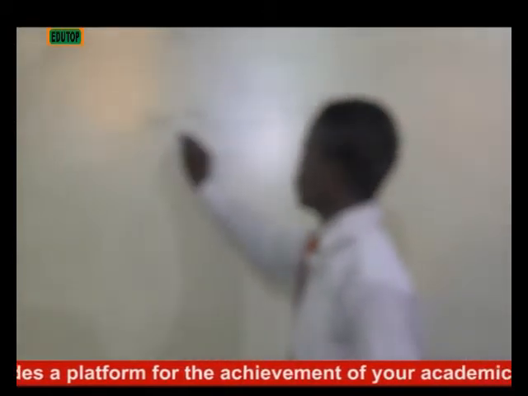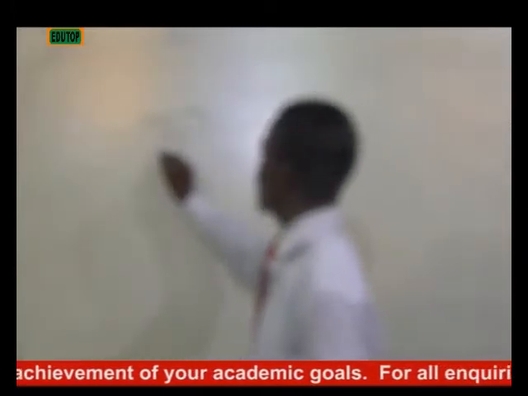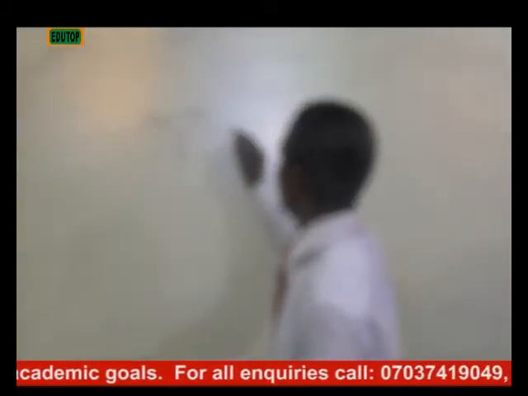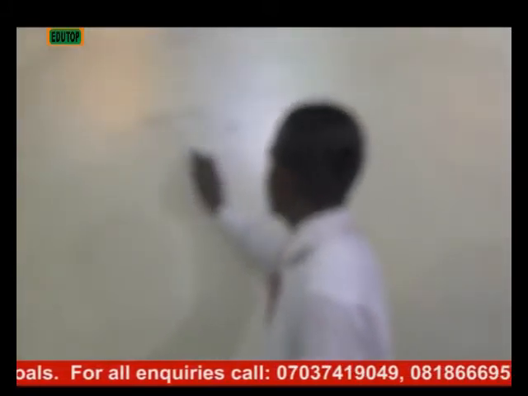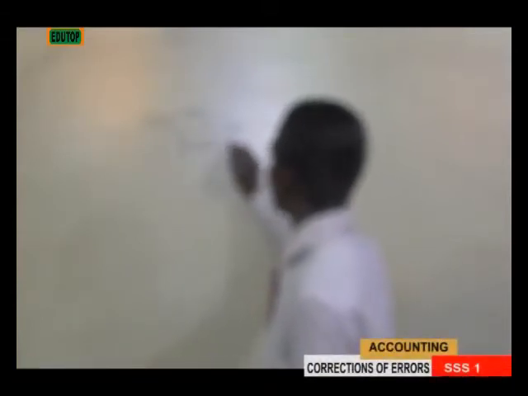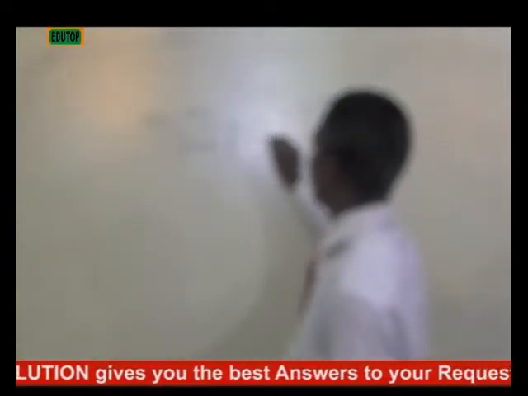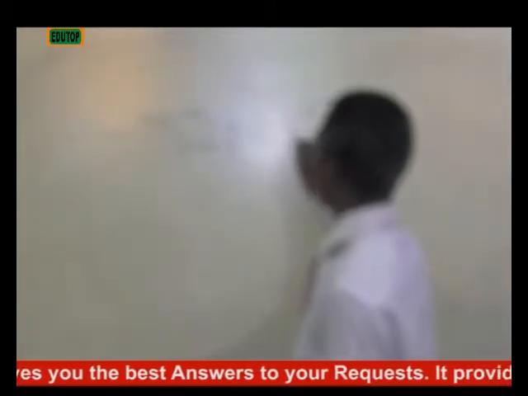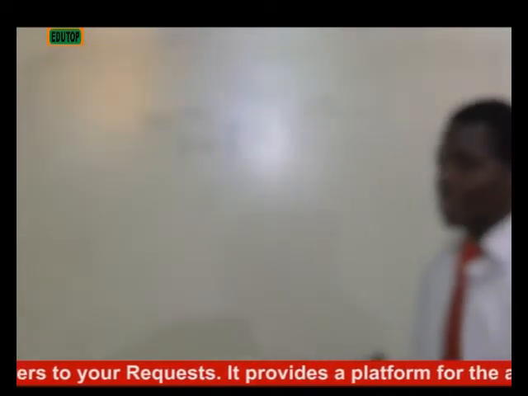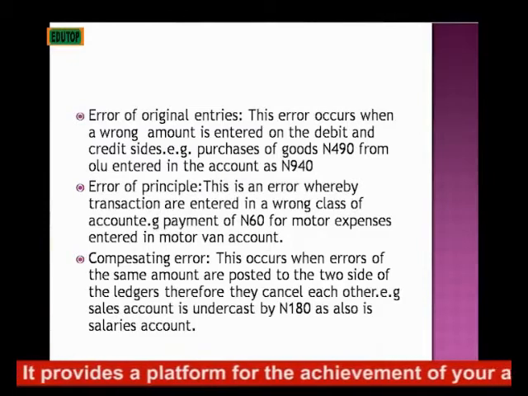So sales, this is undercast by 180, and sorry, it should be on the credit side because it's a sales account. So you write salary, which is 180, then you write sales, which is 180 as well. Actually we are not given the equation, but what we are just given is that it is undercast by 180.